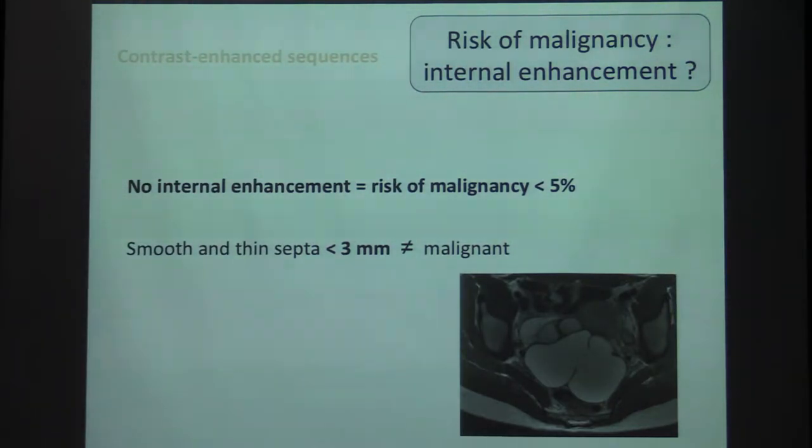Then, second step, do I have a risk of malignancy? And first thing, do I have an internal enhancement? When you have no internal enhancement, then you can be relieved because the risk of malignancy is less than 5%. Smooth and thin septa, less than 3 millimeters, aren't malignant, even if they show enhancement after injection.